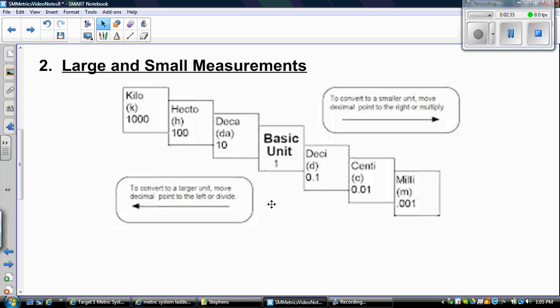So they're very easy to convert from one to another. That's why the metric system is so easy to use. I wish America would switch to the metric system instead of our English system. Maybe one of these days we'll do that. So let's take a look at how we can convert using the metric system.